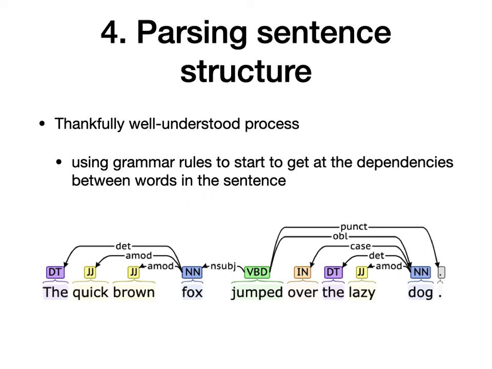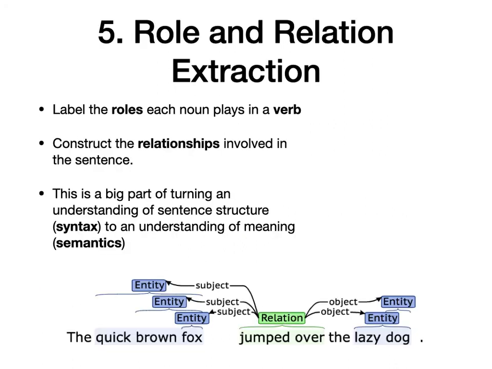So dog is getting the lazy, right? And over is sort of not clear. It's in there somewhere. Jumped, though, is certainly the pivot point. And then we have the fox, which gets all of the quick and the brown and all that. So that means that we have a sentence that has sort of one pivot. There might be one relation in here. So now we can get to the step of role and relation extraction, sort of the final mode that we're looking for here. So we will label the roles each noun plays in the verb connection. And then from that, we can construct the relationships involved in the sentence, right?